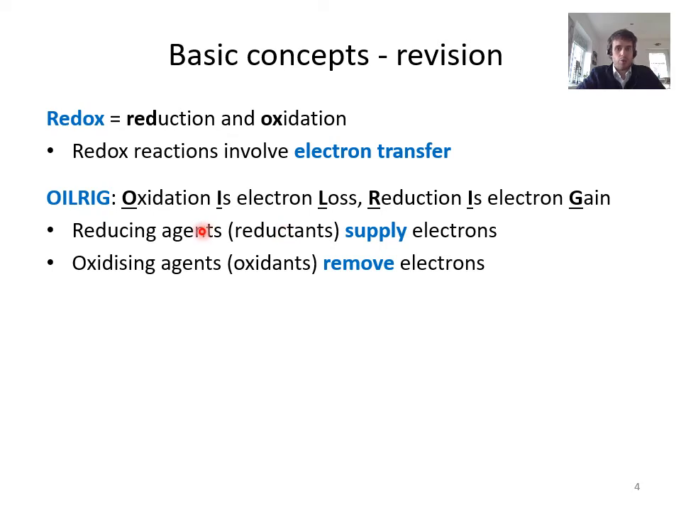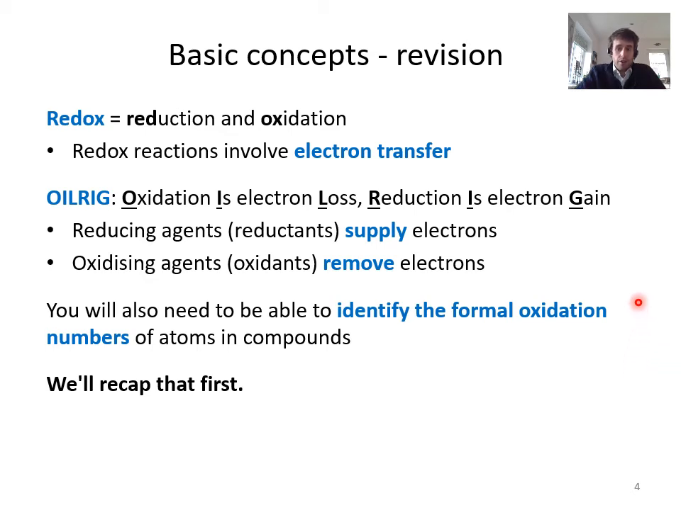Okay, so reducing agents are going to be oxidized during the reaction, and they are the ones that supply electrons, so they are oxidized because they lose electrons during a redox reaction. On the other hand, oxidizing agents are going to basically remove electrons from the other species and gain them themselves. So they will be reduced as part of the redox reaction. Okay, it's important to get your head around this sort of basic terminology so that you understand what's going on.